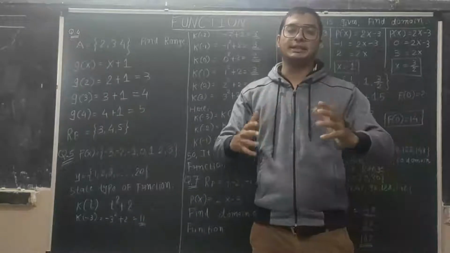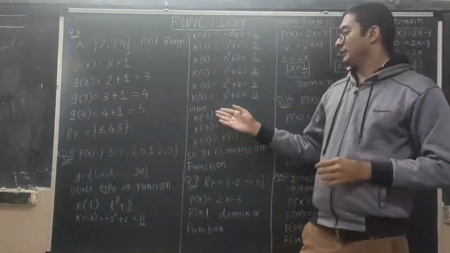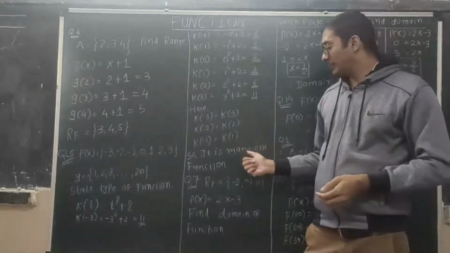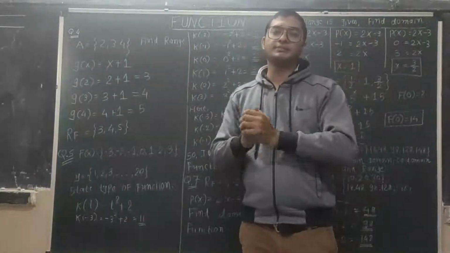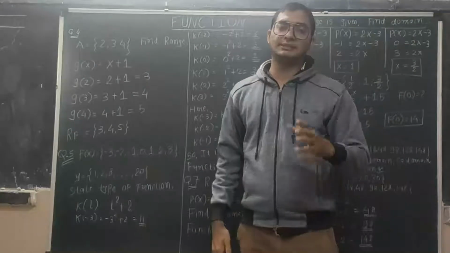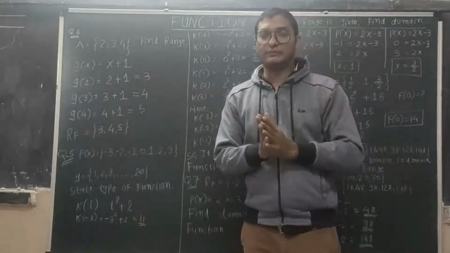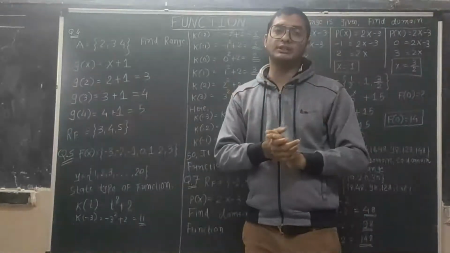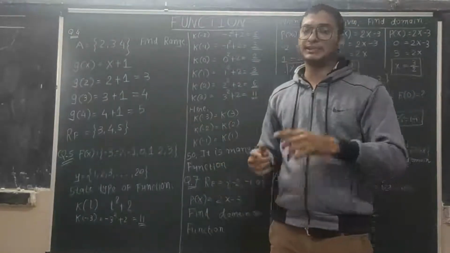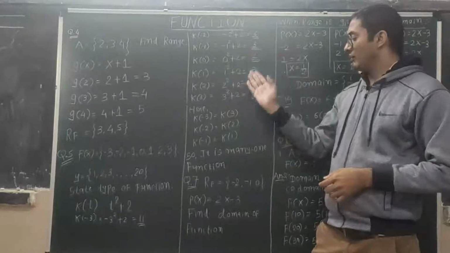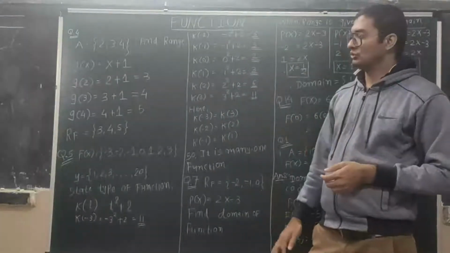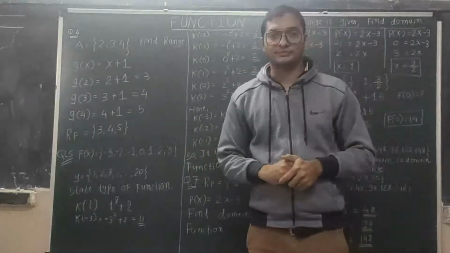Understood? If all the values are different, then it is called a one-one function. And if all the values are the same, then it is called a constant function. Here it is a many-one function because values are repeated. So this is the second type of question.